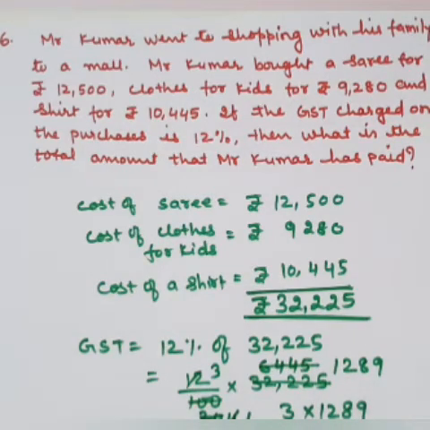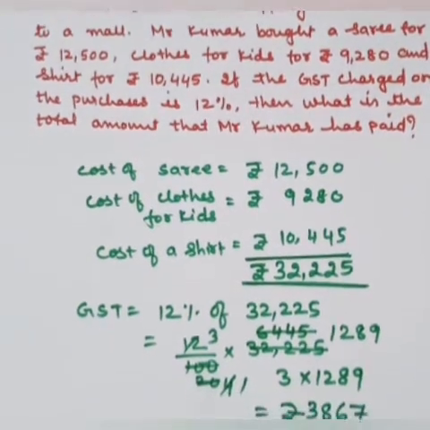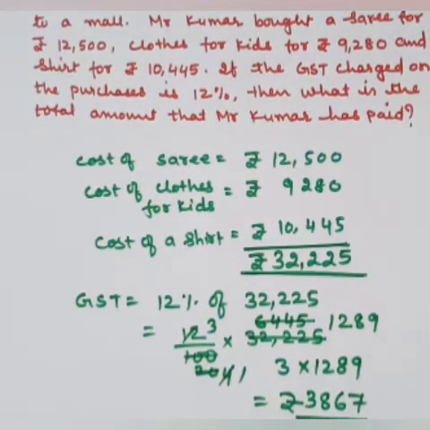So how much is this? Let us see. Rupees. 3 9s are 27, 2, 3 8 are 24 and 2, 26, 2, 3 are 6 and 2, 8 and 3 1 are 3. It is equal to 3,867. So the GST is 3,867.